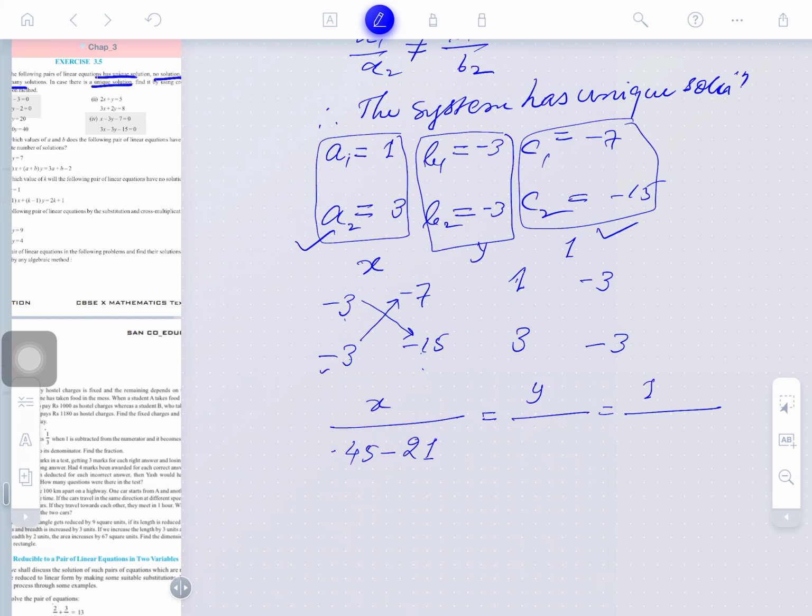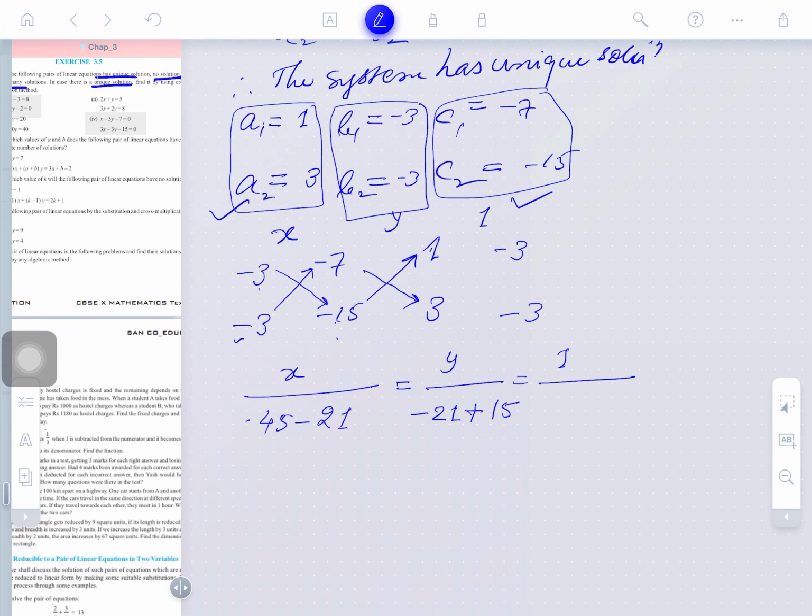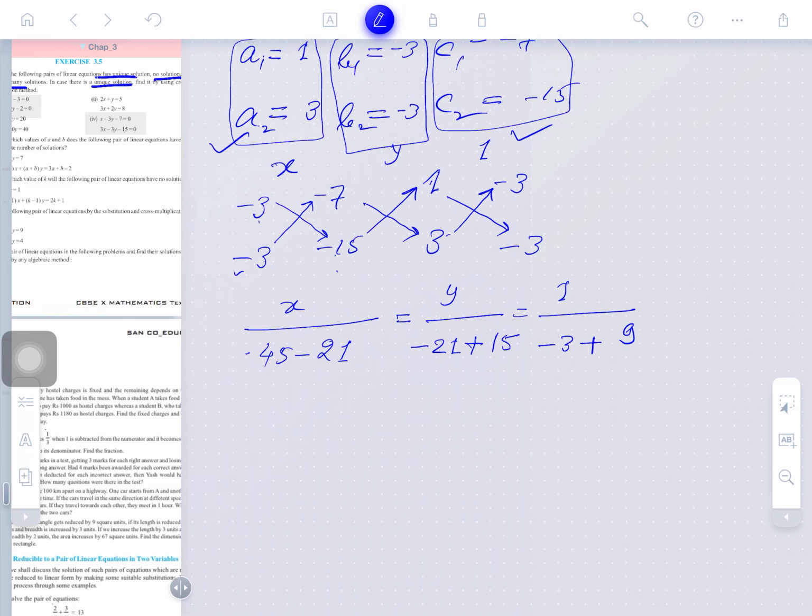So here now again, 3 and this. So 7 threes are minus 21, clear. And here minus minus plus, 15 ones are 15. Again next, here this and this are to be multiplied. So minus 3 and minus, minus minus plus, 3 threes are 9. This is that here, clear guys.